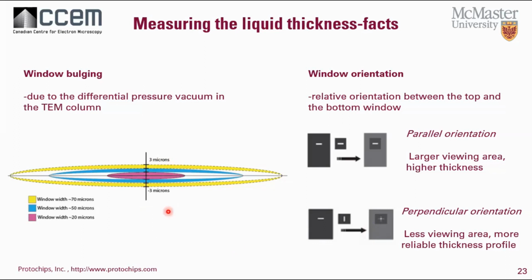One solution for that is to use chips with long rectangular windows. Orientation of the windows makes a difference too. So parallel orientation gives the larger field of view, but it might not yield the thinnest liquid layer. The cross configuration, I know that's usually the most used one. In each corner, we have a thin layer, but we have a smaller field of view.